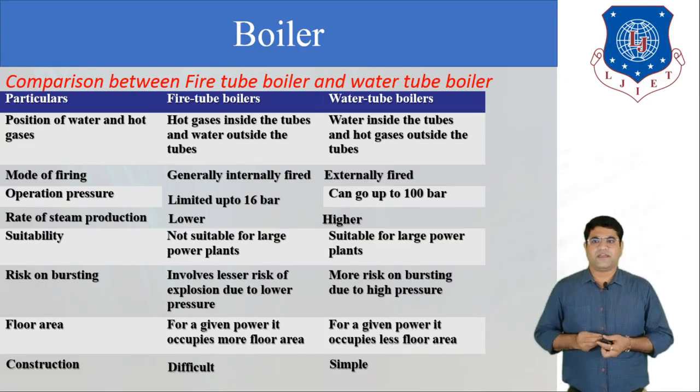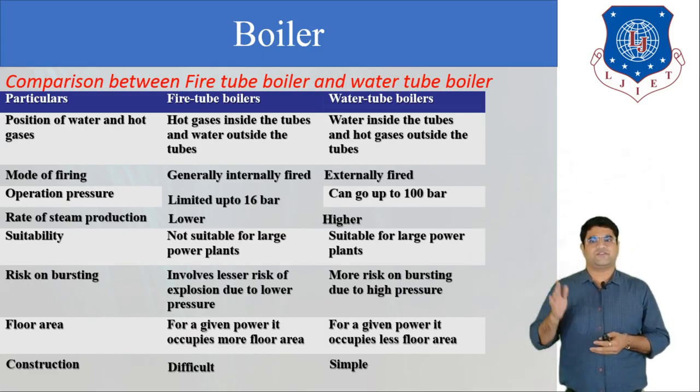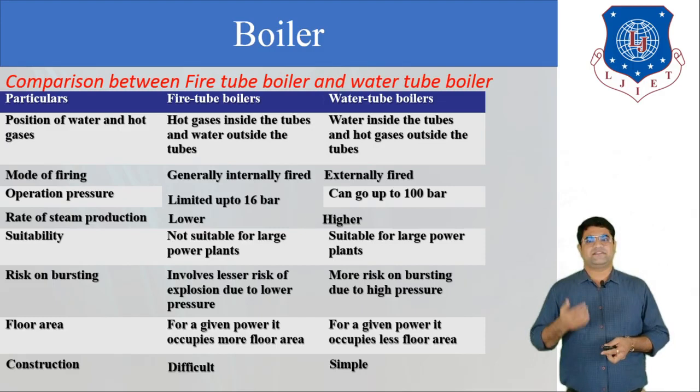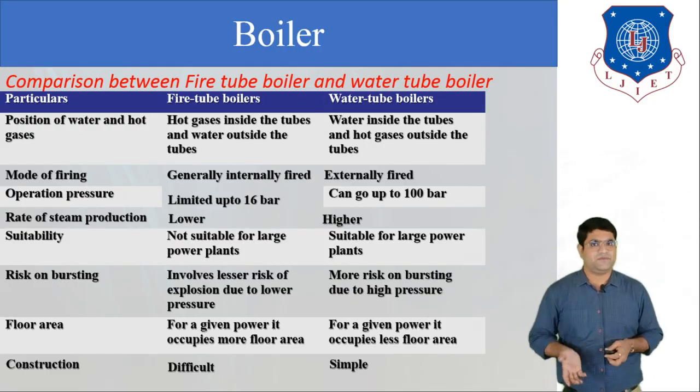Okay, next, the risk of bursting, or the risk of explosion, is very low in the case of the fire tube boiler, but the pressure is very high in the water tube boiler, so the risk of explosion is very high there. Okay, now next is the floor area. Generally the area required by the fire tube boiler is very small compared to the water tube boiler. Next, the construction.